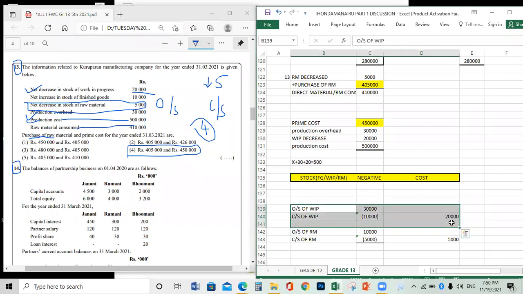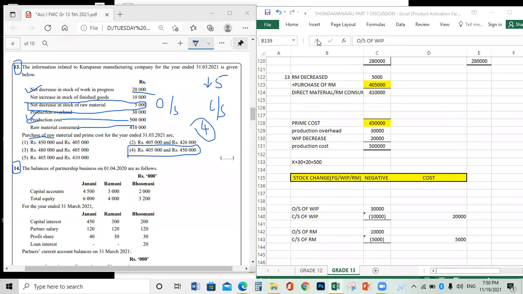Just remember, cost and stock are negatively related. When I'm talking about the stock, I'm talking about the stock change, okay? If not, you might think just the stock. No, I'm talking about the change in the stock. Okay, just write it down. I'll give you all 1 minute.